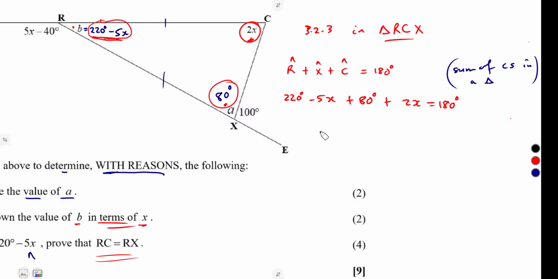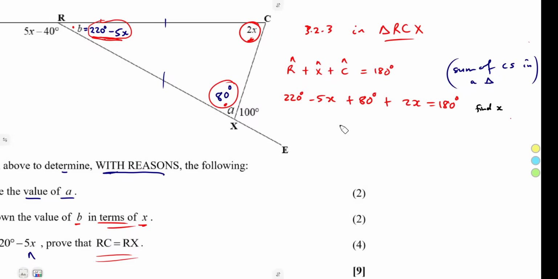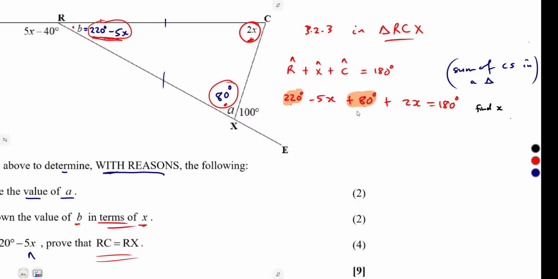That is what we simply need. So we must find what? We must solve for X, or find X. All right, let us solve, collecting the like terms. In our case, we've got these 220, 80 degrees. Add those angles together. That is going to give us 220 plus 80, that's 300 degrees, minus 5x plus 2x. Those are like terms, so that's going to give us negative 3x equal to 180 degrees.